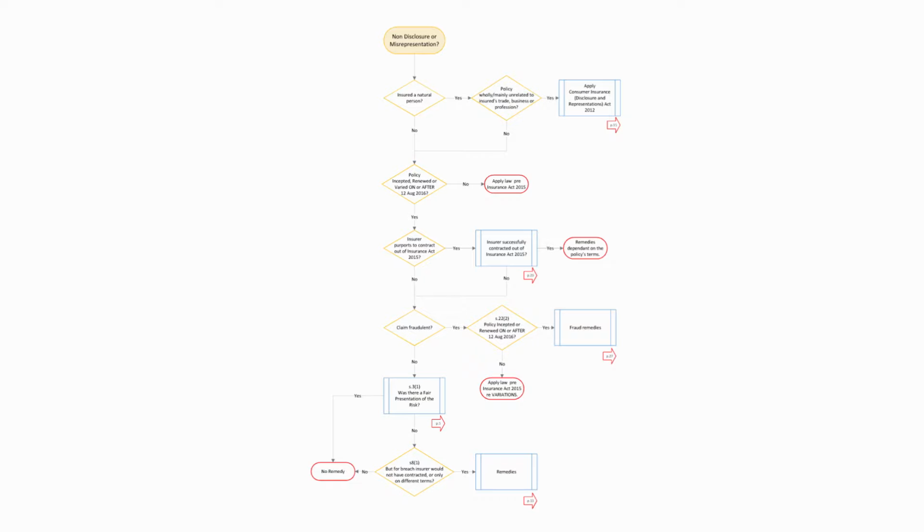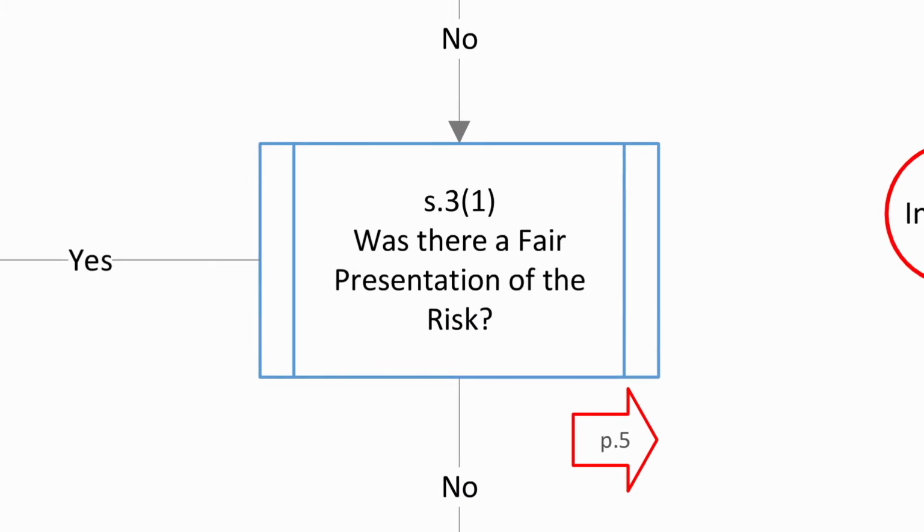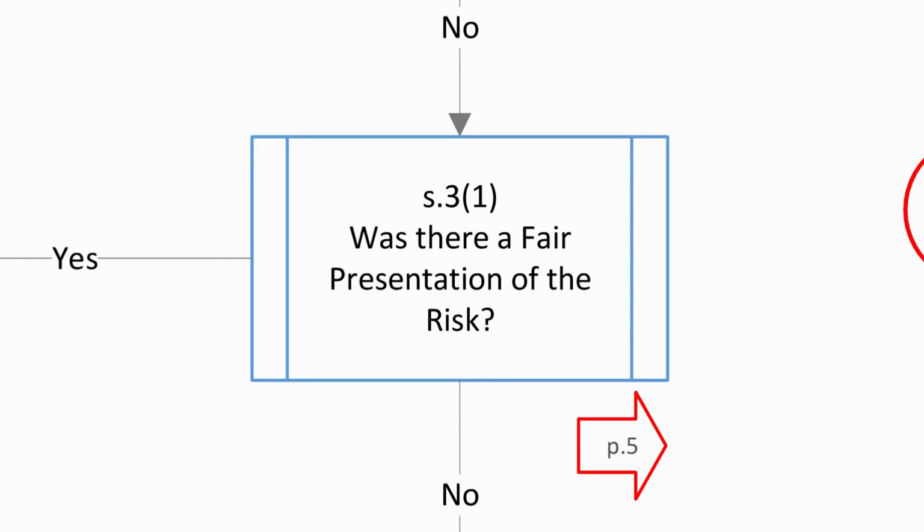This should be familiar to you from the previous video. This gives an overview of the Act's approach to non-disclosure and misrepresentation. You recall that the blue rectangles indicate that you have to turn to another page to consider an issue in further detail. This is a key part of the changes brought about by the Act. It concerns an assessment of whether the insured has made a fair presentation of the risk. To answer the question asked in the box, you should turn to page 5. Do that now.